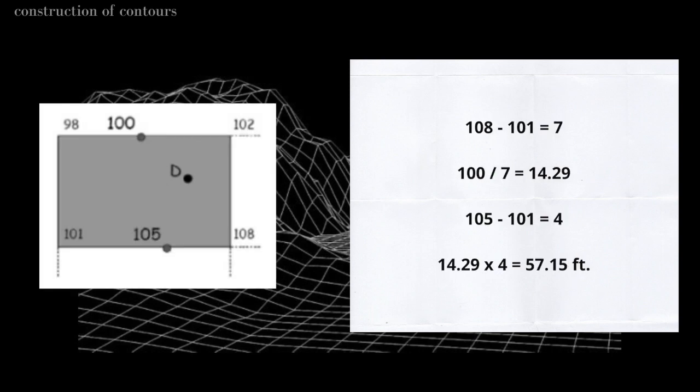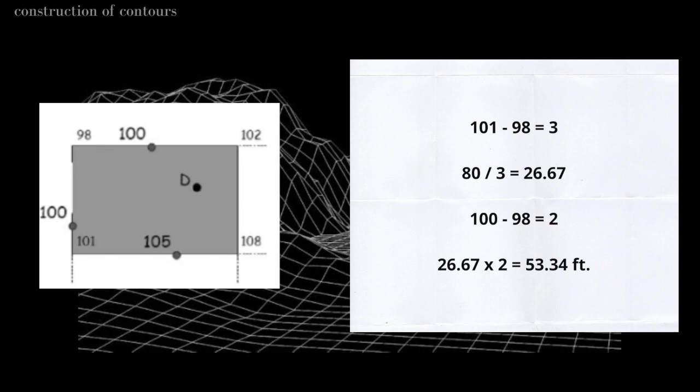Next, let's solve for the lower edge of the grid cell. First we're going to find the height difference, which we get by subtracting 101 from 108, which gives 7. Then, given that the horizontal dimension of the grid cell is 100 feet, we divide 100 by our height difference of 7, which gives us 14.29. Then we take our contour interval of 105 and subtract the lowest value of the line, which is 101, and we get 4. To get the point location of the interval, we multiply 14.29 by 4. We get 57.15. After that, we plot it on the map by measuring 57.15 feet from the intersection point 101.